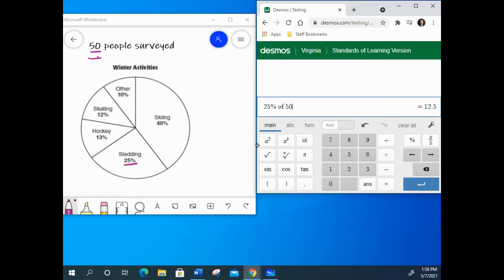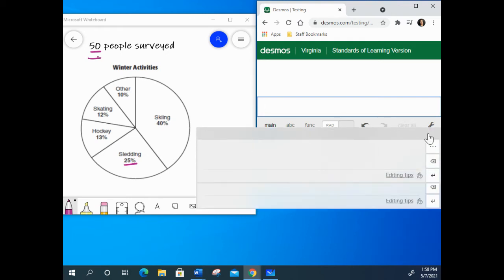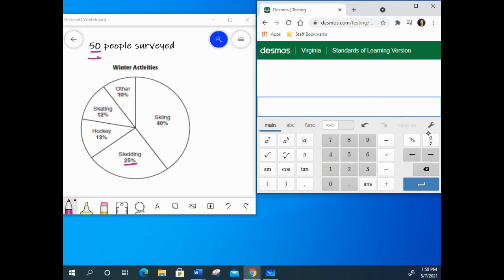Now, I want us to take a look at another section. I'm going to make sure I clear out my Desmos calculator, and let's get rid of that. All right, let's take a look at skating. Skating is 12%. We want to know how many people liked skating.